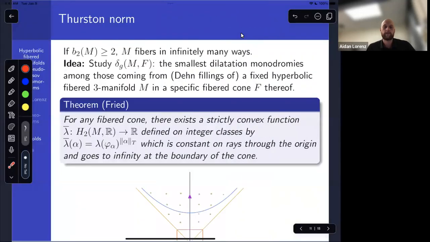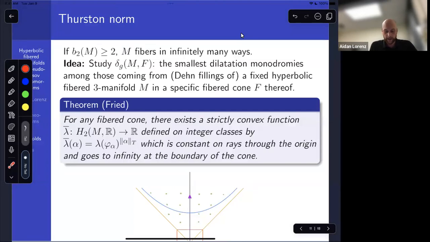Okay, so it's a nice enough idea, but the question is, is that actually any more tractable than just studying delta G itself? And the answer is yes, in large part because of this theorem of Fried. And before I state the theorem, I want to discuss a little bit this function here, lambda bar, which is called the normalized dilatation.